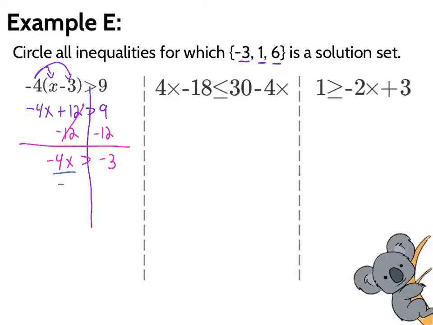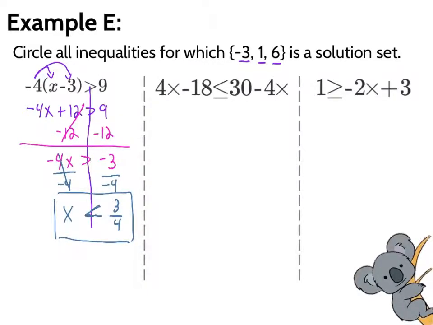We're going to divide both sides by -4. We did multiply by or divide by a negative, so our sign is going to flip. And -3 divided by -4 is going to be +3 over 4. So our solution to the first one is x is less than 3/4.